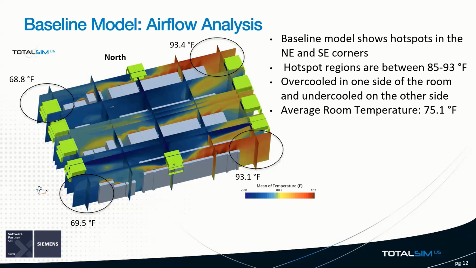What this shows me is that the heat exhausted from the server cabinets is trapped in the northeast and southeast corners. The cooling system on the west side of the room does a pretty good job cooling the warm exhaust from the electrical equipment, while the east side of the room, especially the corners, is undercooled.